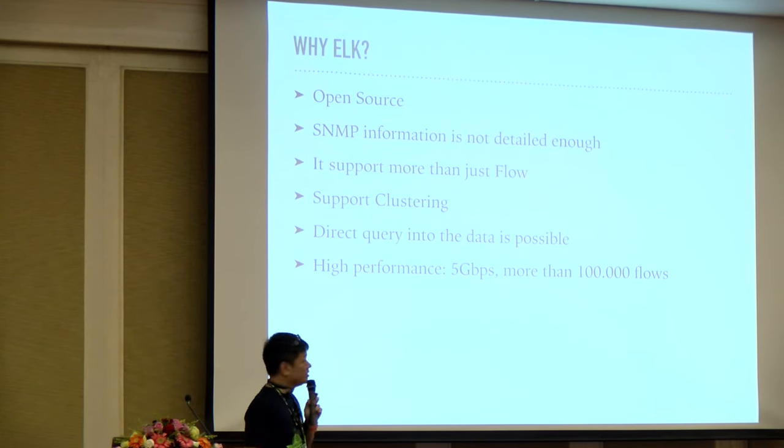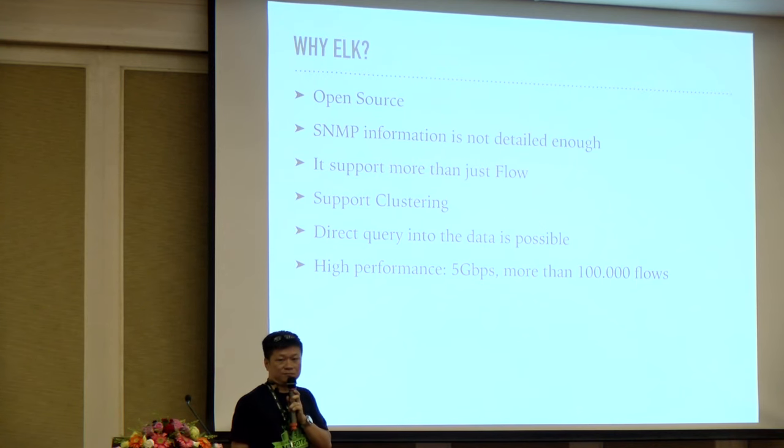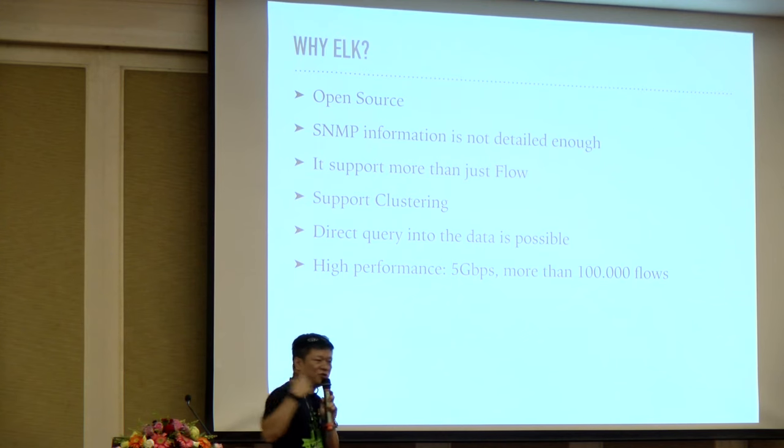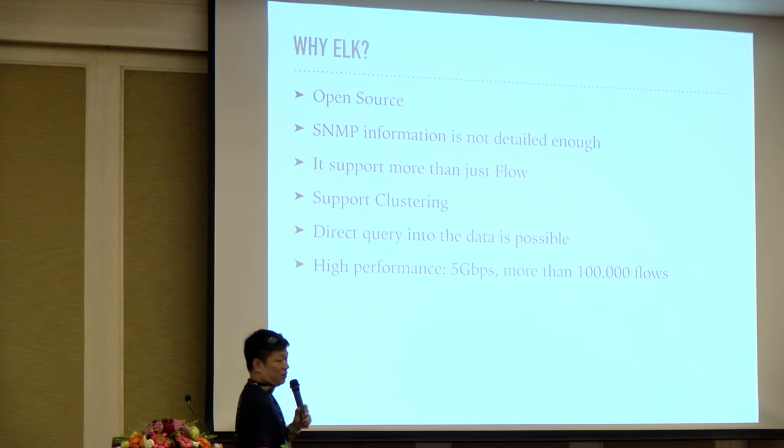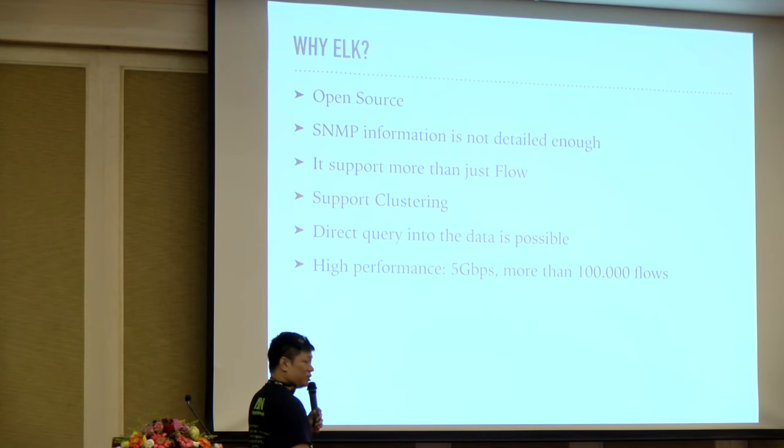So why? It's open source. Okay. SNMP information is not detailed enough, because it's a simple protocol. You ask the OID, it gets you the information. Only one piece of information. That's it. It's simple, right? And it supports more than just flow. If you have a big network, it can support clustering as well.